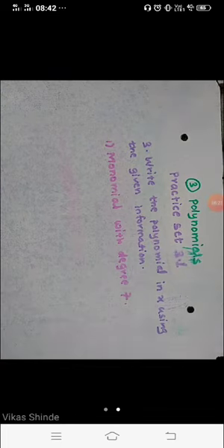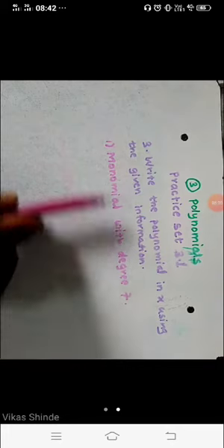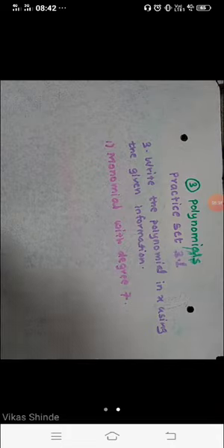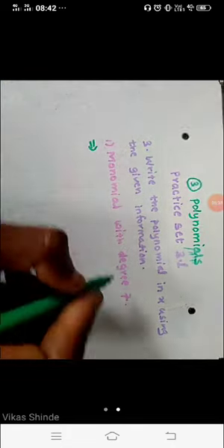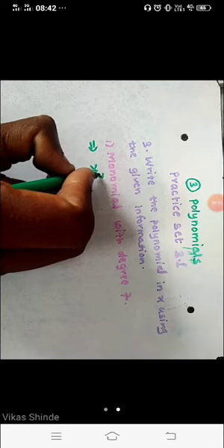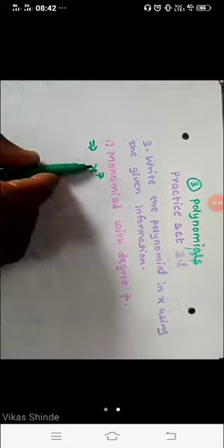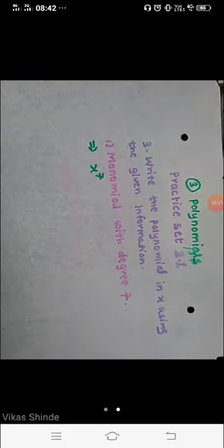Question number 3: write the polynomial in x using the given information. Meaning we have to use the x variable. First question: monomial with degree 7. Monomial, you know, mono means only one term should be there. So monomial with degree 7 means x raised to 7. This is a monomial because only one term is here, with index 7.